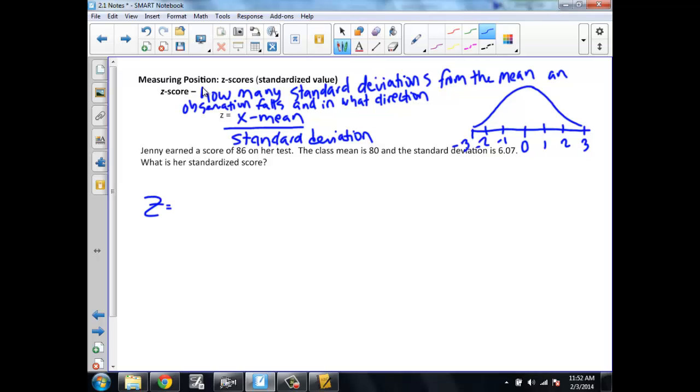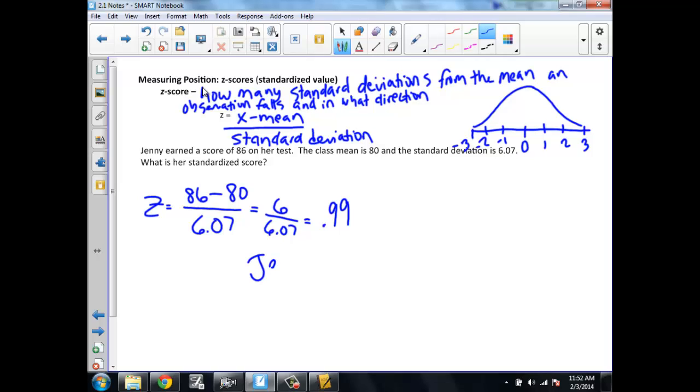What we need to do is find her z-score, her standardized score. We take her score minus the class average, and we divide by the standard deviation. Do the math, you get 0.99. So how do we interpret this?